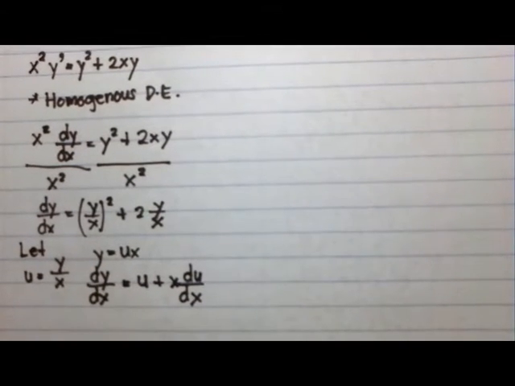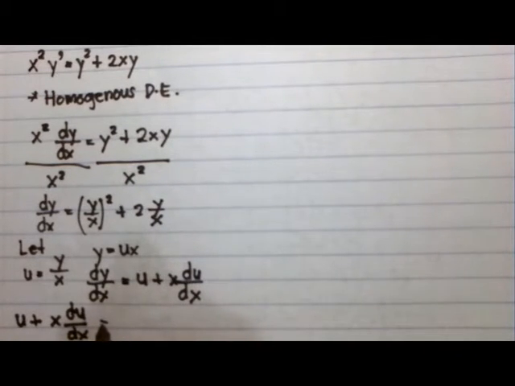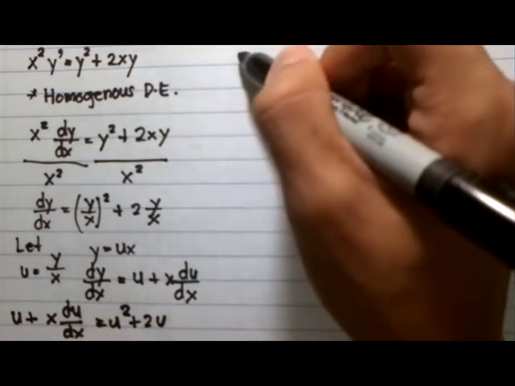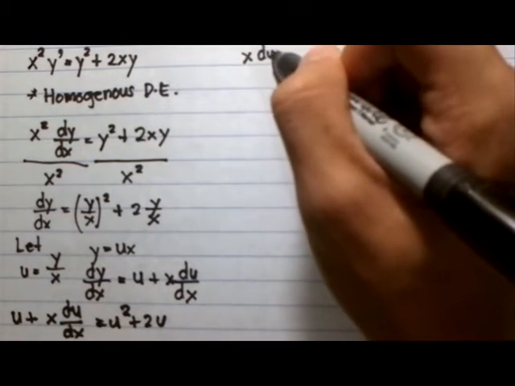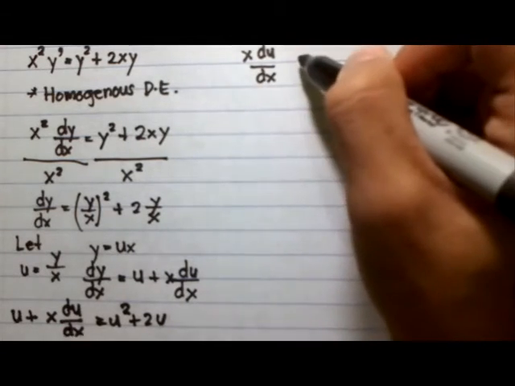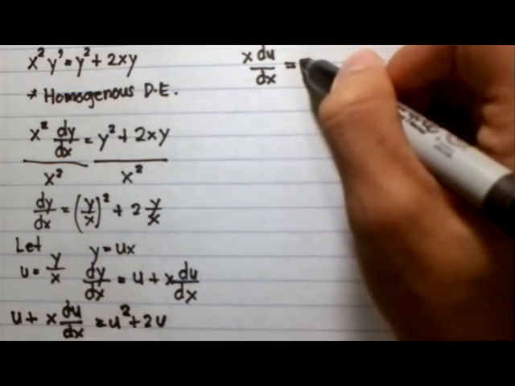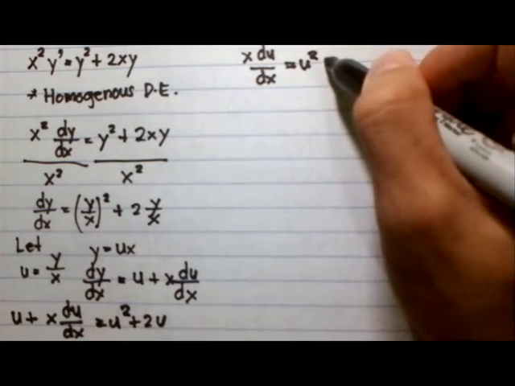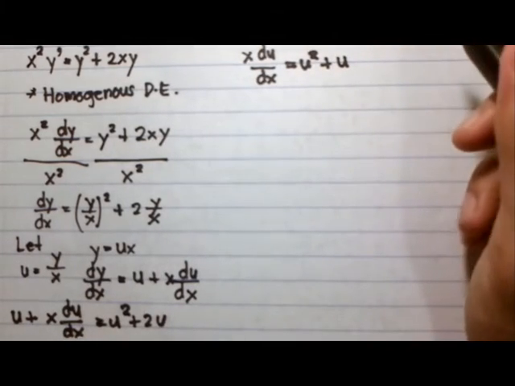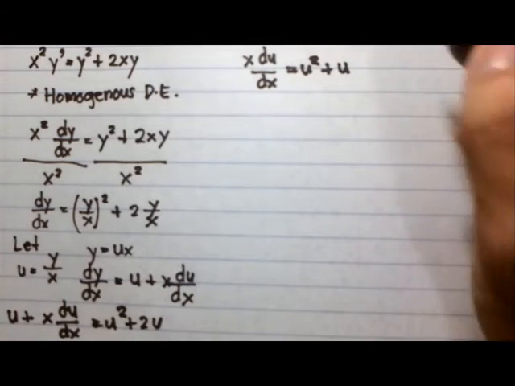Substitute this to our equation. We will get u plus x du over dx equal to u squared plus 2u. And we subtract both sides by u. And we will get x du over dx, which is equal to u squared plus u. And now, we have a separable differential equation.